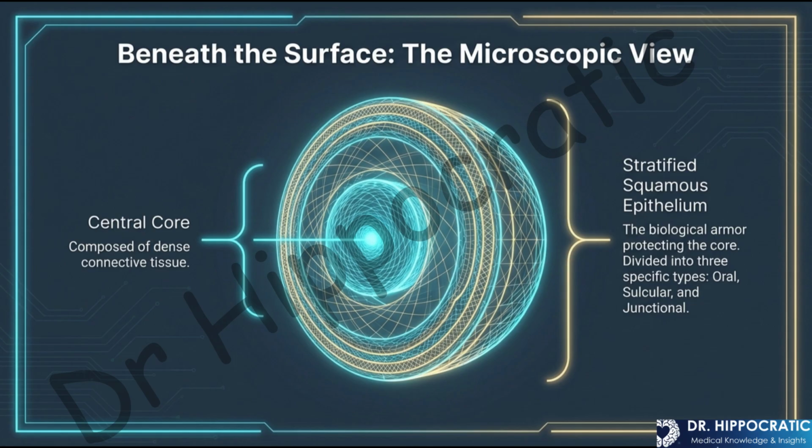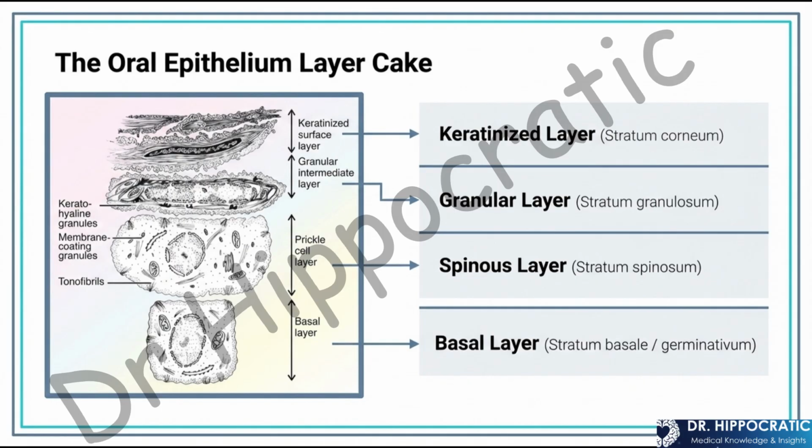Okay, so let's examine how the outer wall builds its specific type of armor. Now coming to the next slide. This next slide is where we see the biochemical assembly line of the primary defense mechanism.